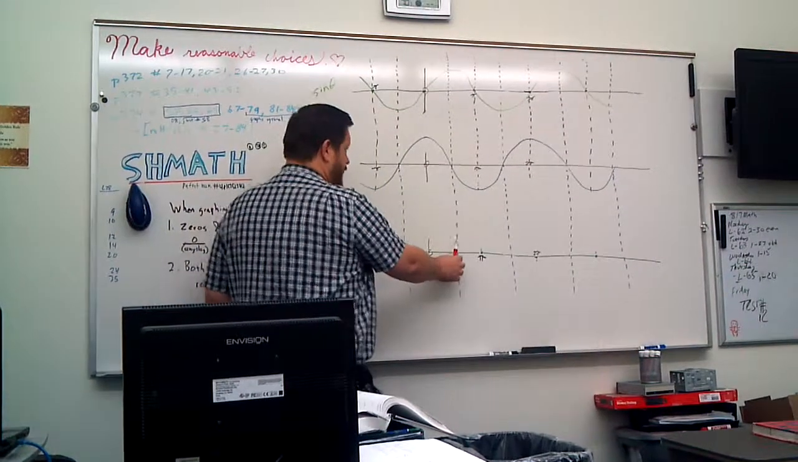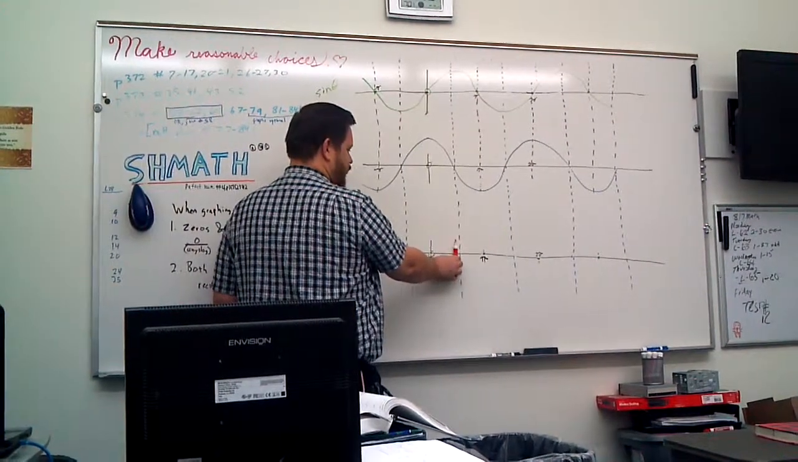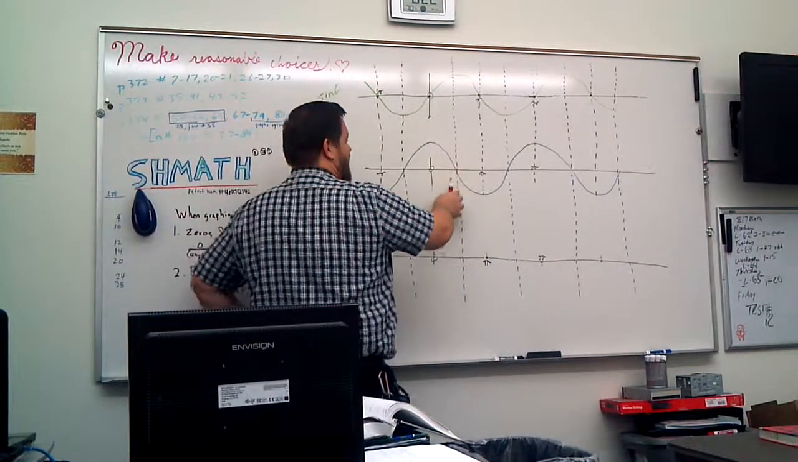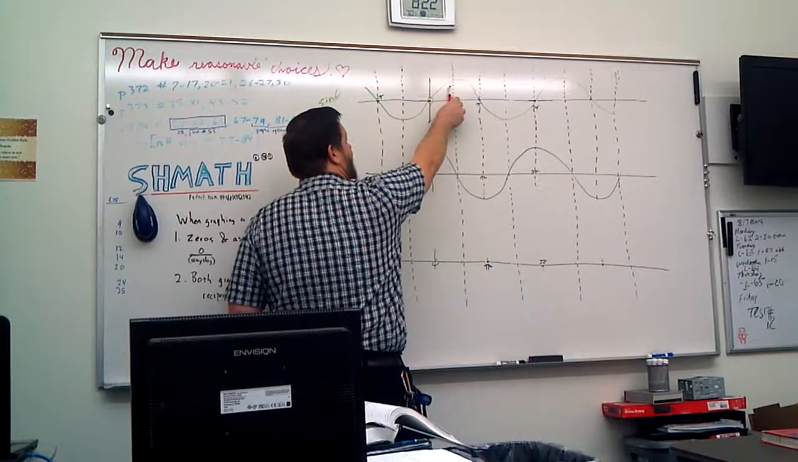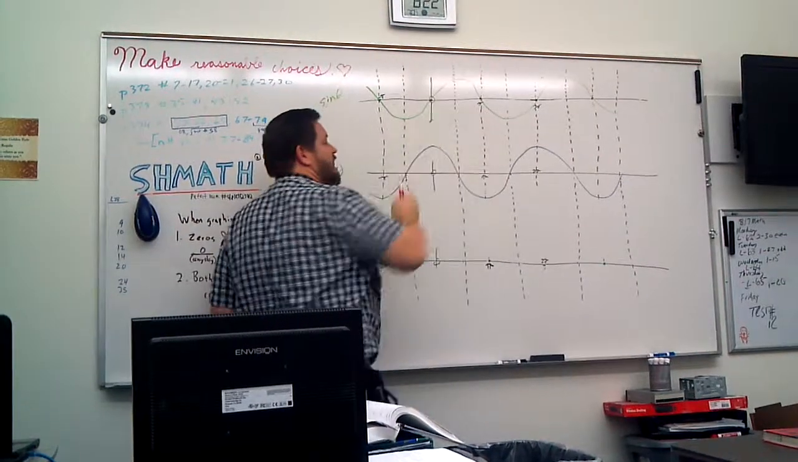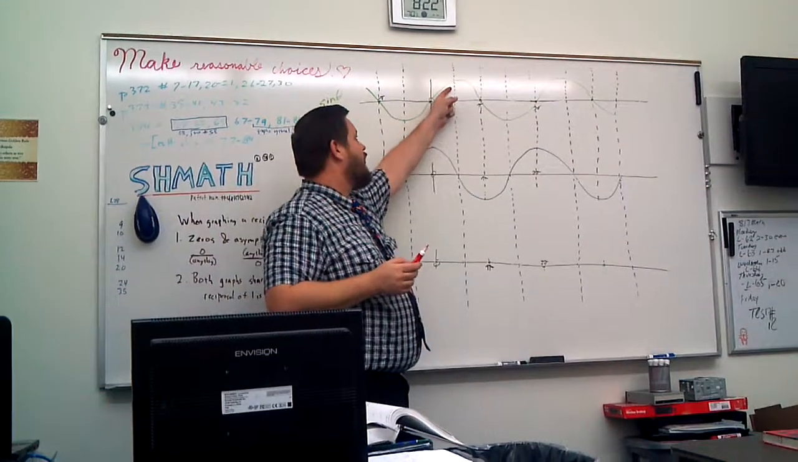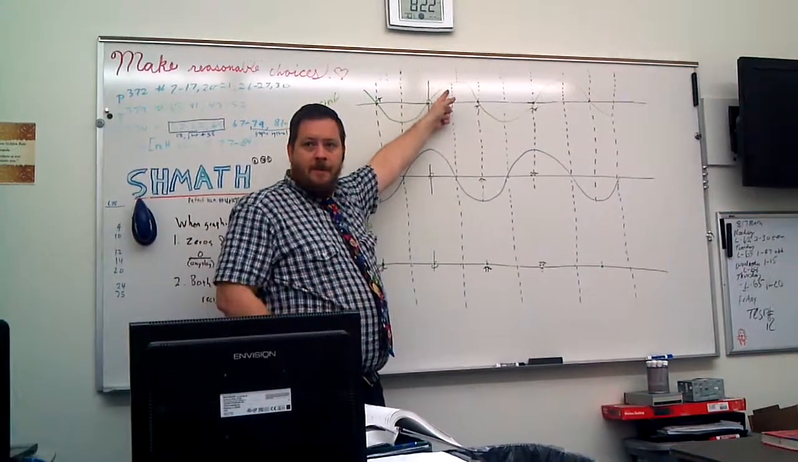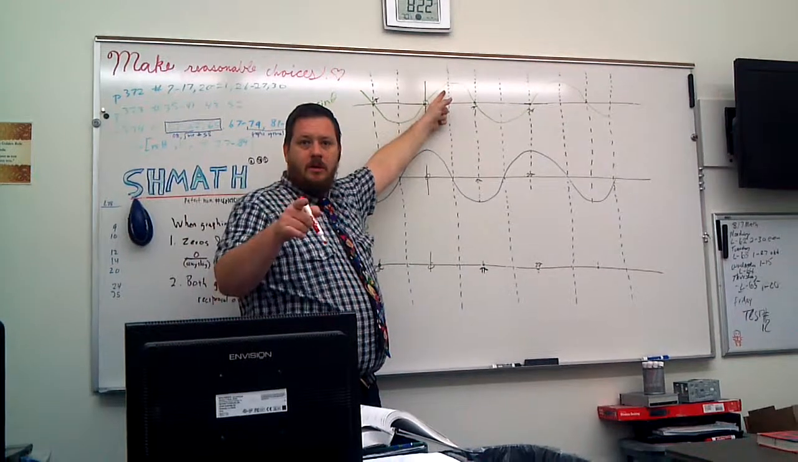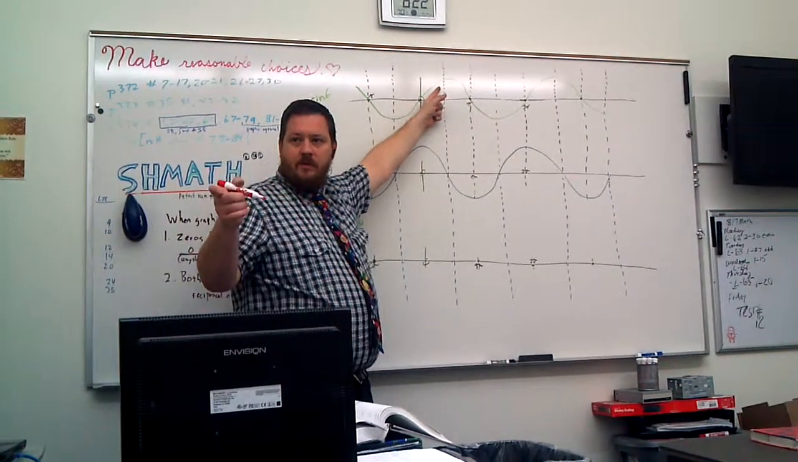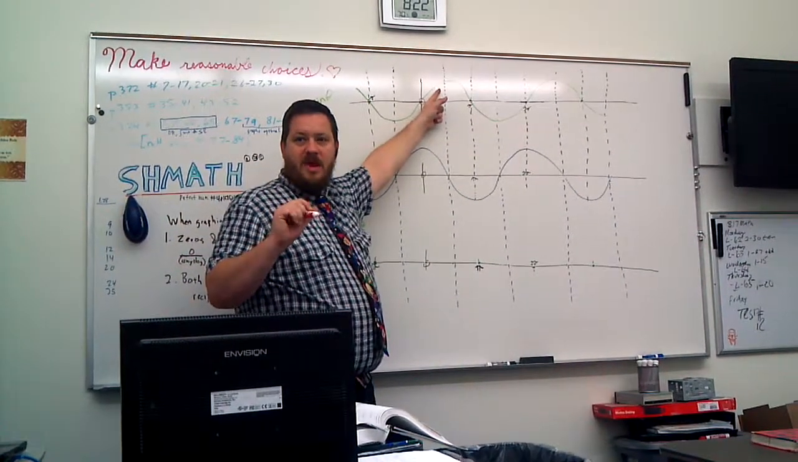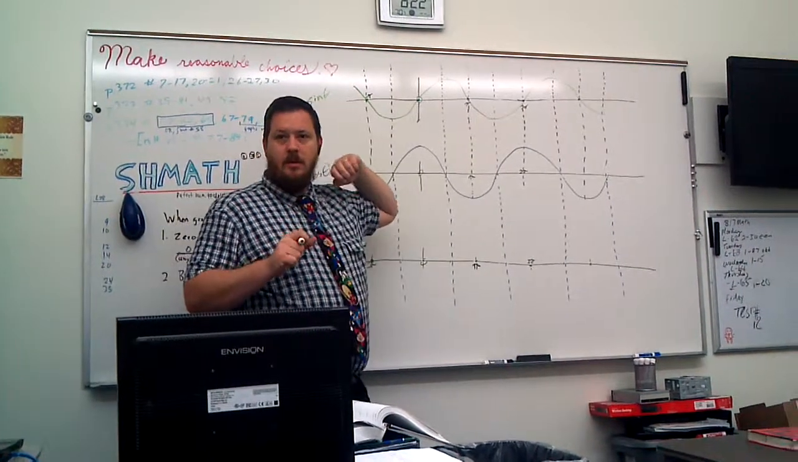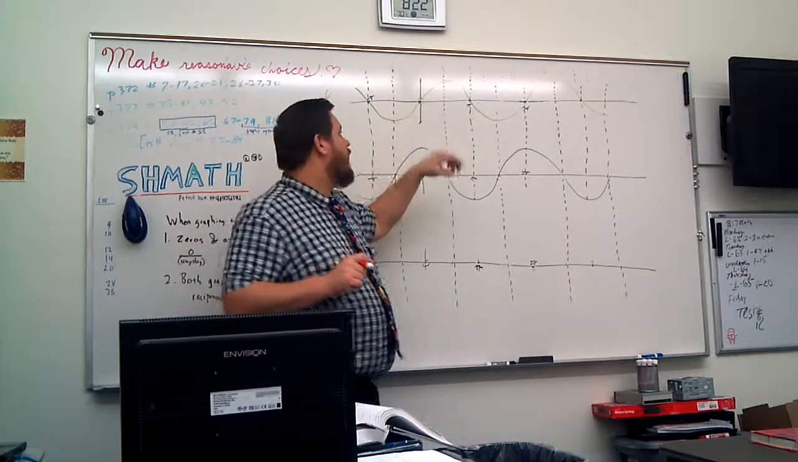Let's go right here next, right to the left of this asymptote. What happens right next to this asymptote? Describe what sine is doing as we approach pi over 2. It's increasing. It's peaking. It's increasing toward what value? 1. So it's getting larger toward 1.